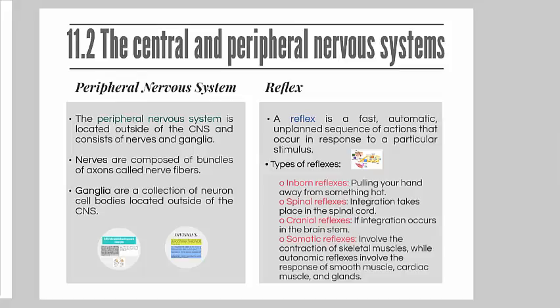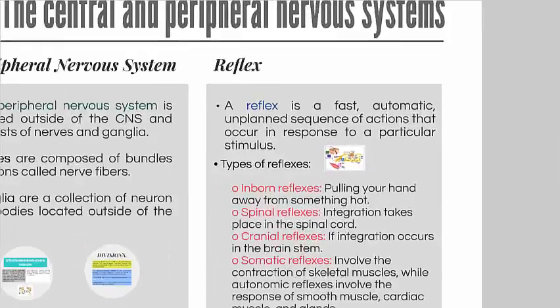Inborn reflexes. An example is pulling your hand away from something hot. The spinal reflexes are those where the integration takes place in the spinal cord. Cranial reflexes are those where integration occurs in the brainstem. And somatic reflexes involve the contraction of the skeletal muscles, while the autonomic reflexes involve the response of smooth muscle, cardiac muscle, and glands.